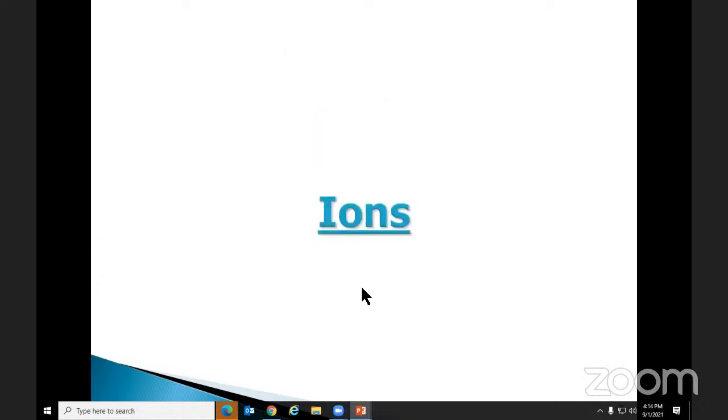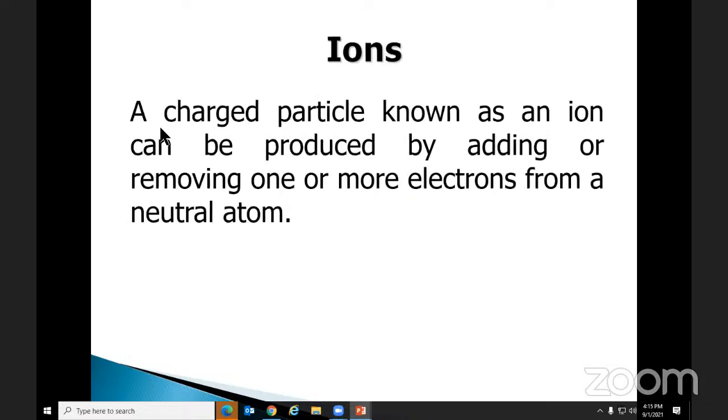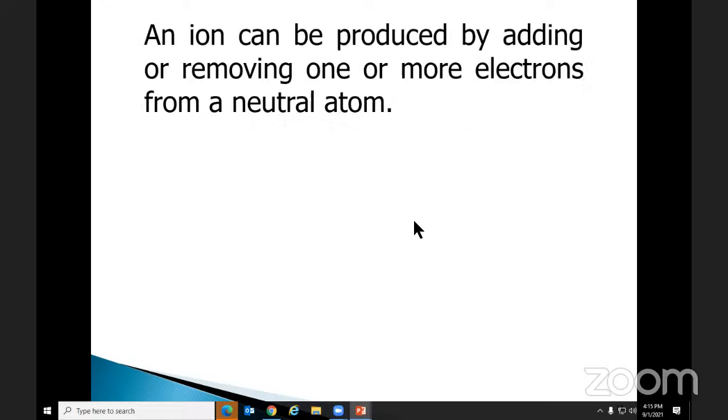Also, we need to talk about ions, all right? What are ions? Ions are charged particles which can be produced by adding or removing one or more electrons from a neutral atom. Now, if you may recall, a neutral atom will have the same number of electrons and protons, right? So if you take, for example, sodium, and the atomic number gives you the number of protons, which is equal to 11, then the number of electrons will be equal to 11 as well, because for a neutral atom, the number of protons and electrons must be equal.